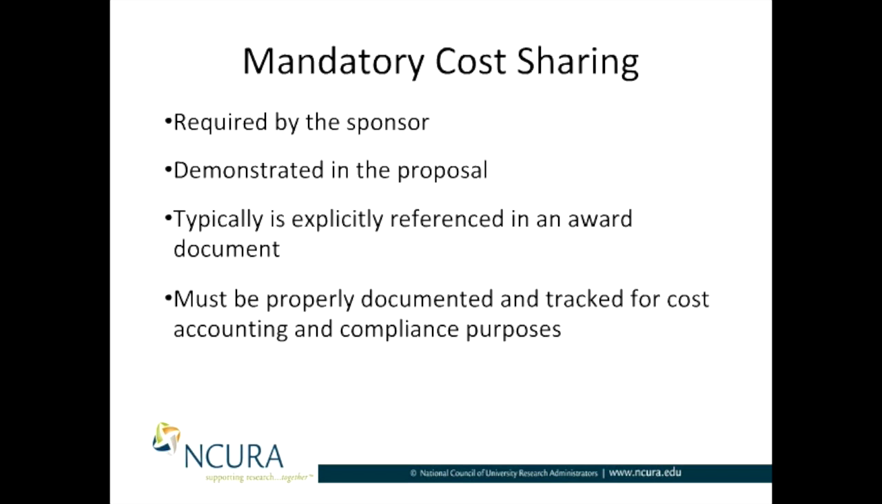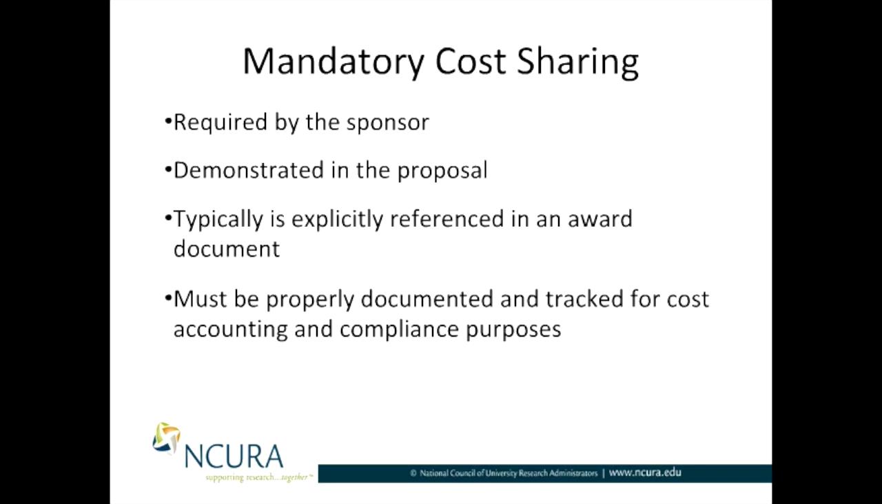Talk through some of the different types of cost sharing in more detail. Mandatory cost sharing is required by the sponsor, right? It's an eligibility criteria. If you are not willing to provide cost sharing, you're not eligible to submit a proposal. It's always demonstrated in the proposal in a dollar value. It's typically explicitly referenced in an award document.